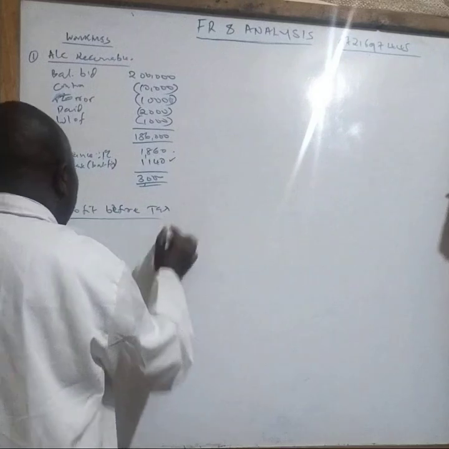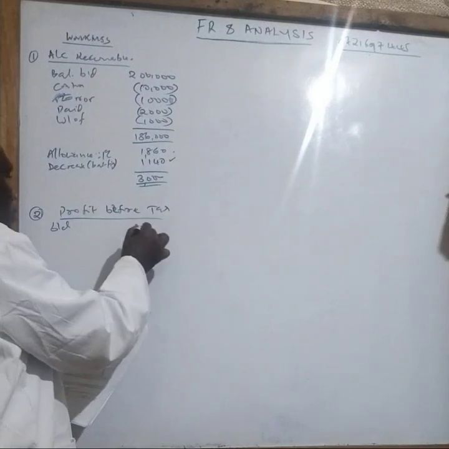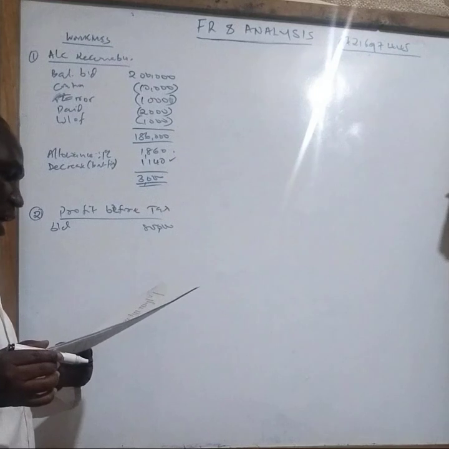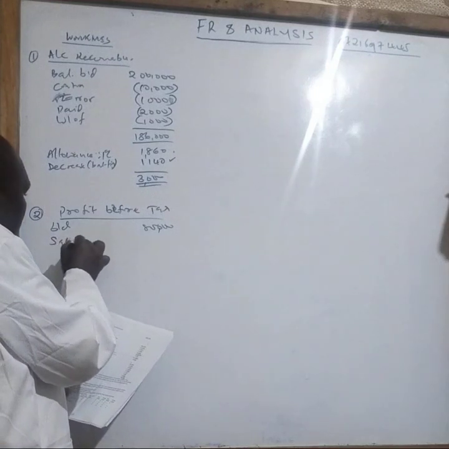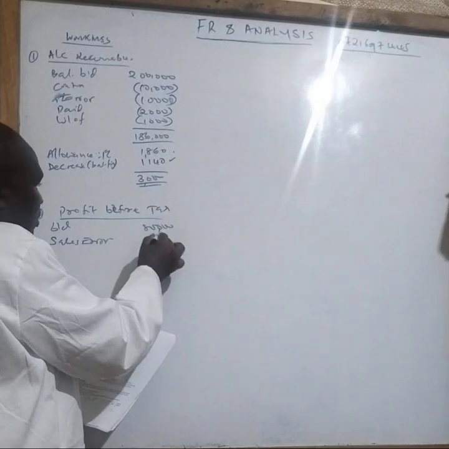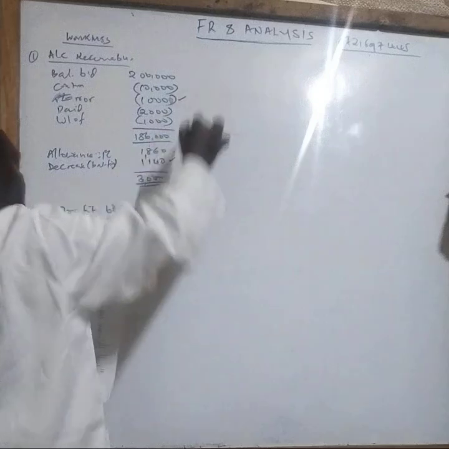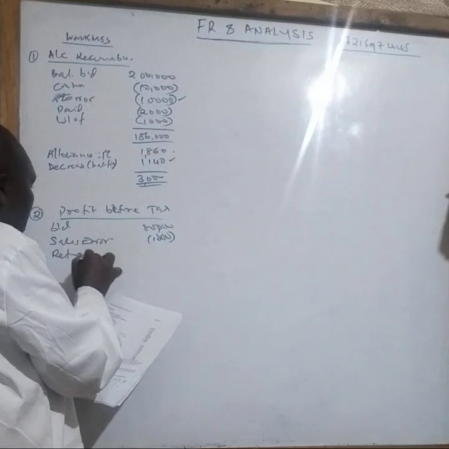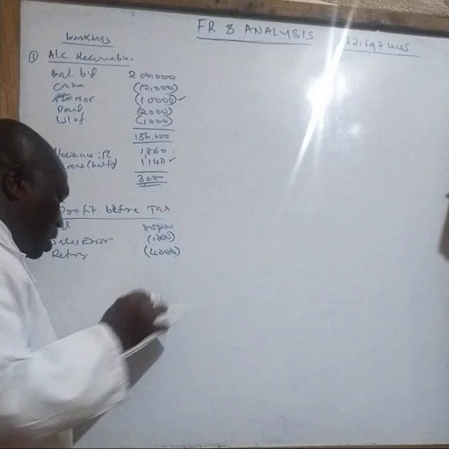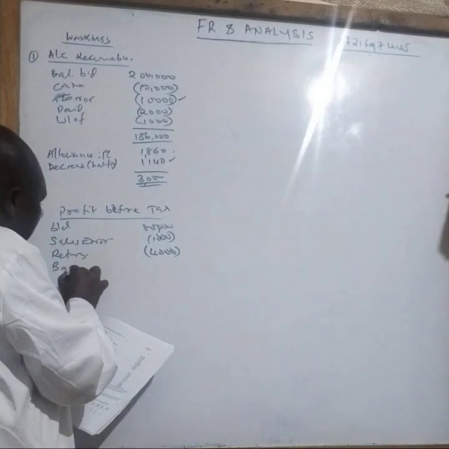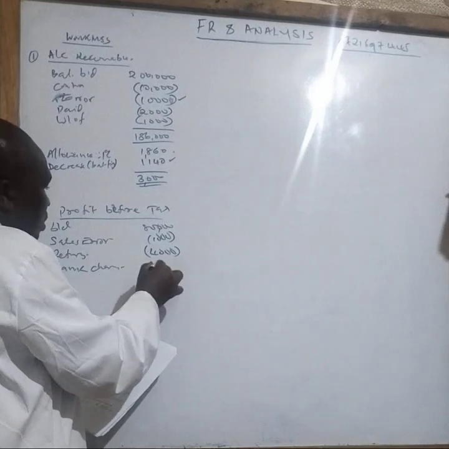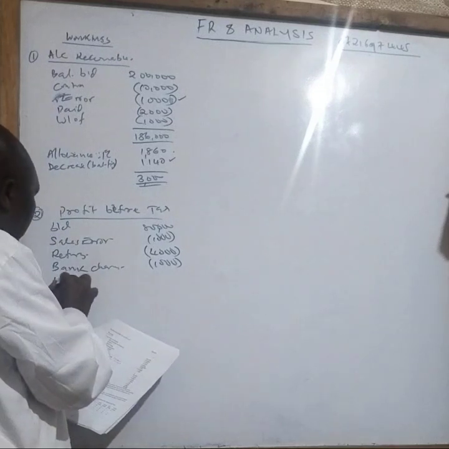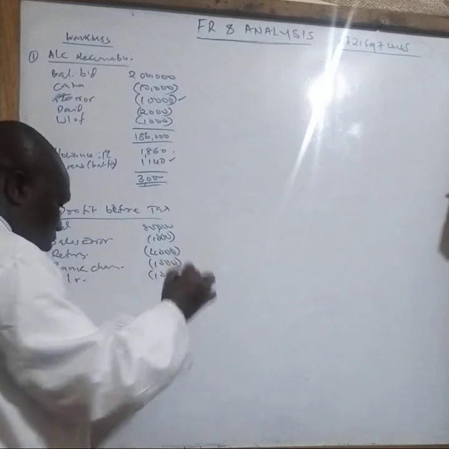Profit before tax, the balance was how much? 80,000. There were transactions that affected this. The first one was the sales error. You remember 1,000? This one here. There was also a suspense account on returns, which was 4,000 in the suspense account. We have also found there were bank charges that were omitted, 1,000. Then we have also bad debts written off, 1,000.